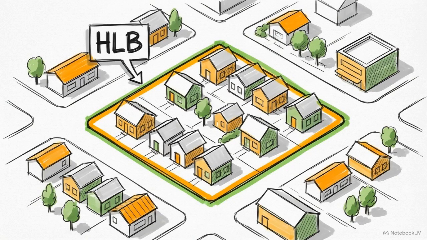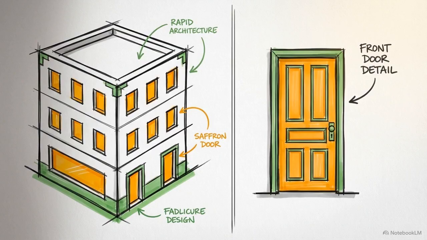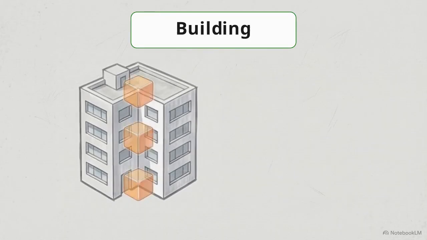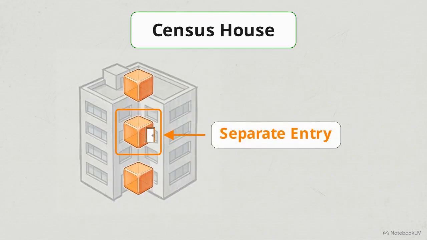You are responsible for a specific house listing block, or HLB. The app will ask you to input the expected number of structures in your assigned area. To do this correctly, you must understand the difference between a building and a census house. A building is the entire physical structure. A census house is a specific residential unit within that building that has its own separate entry.